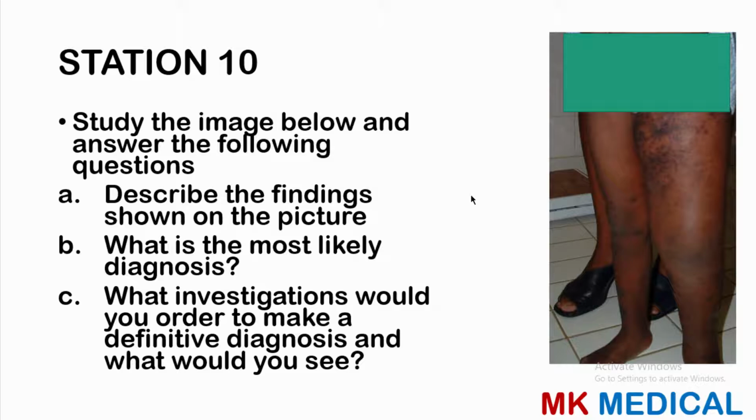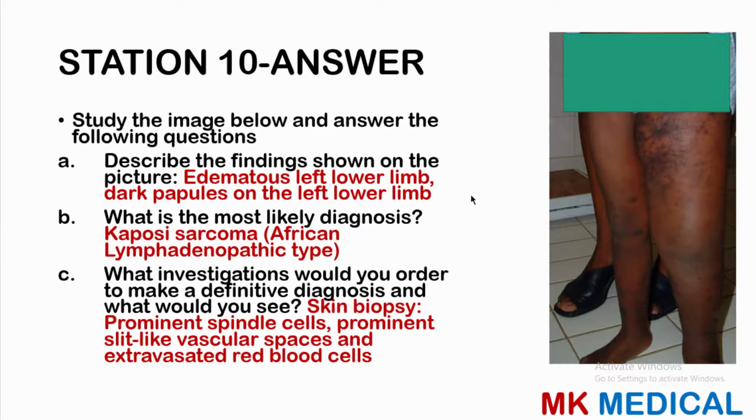So here comes the answer. As we can see here, this left lower limb is edematous, and you have these dark papules on the left lower limb, and this is most likely Kaposi's sarcoma, to be specific, an African lymphadenopathic type. And you would of course order a skin biopsy, where you are going to see 3 things. You're going to see prominent spindle-shaped cells, prominent slit-like vascular spaces, and extravasated red blood cells. And obviously that will point you towards Kaposi's sarcoma, which is often associated with HIV.